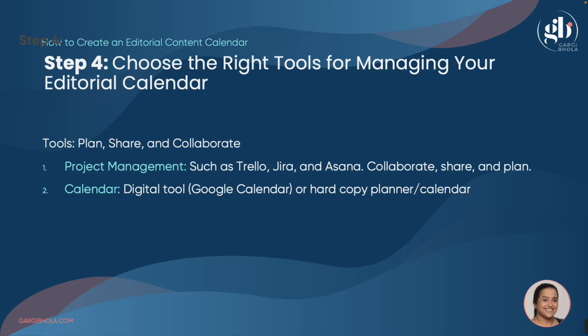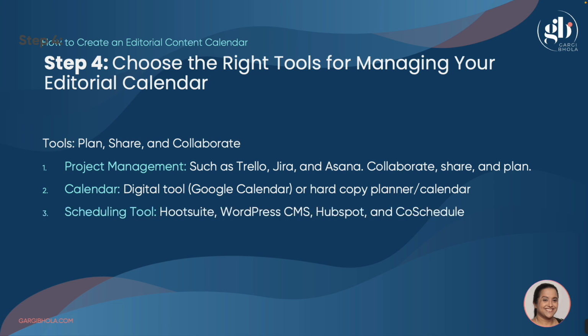Also, calendar for your editorial calendar. You can use Trello or Jira, and that's perfectly fine. If you don't use those tools, then you can also just use Google Calendar or even a paper calendar to track what publishing dates you have for your content.